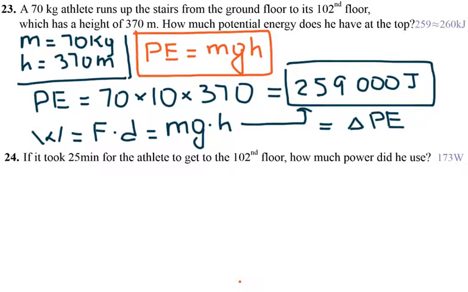Number 24 is related to number 23, and that's another reason why I found the work over there in number 23. If it took 25 minutes for an athlete to get to the 102nd floor, how much power did he use? In this case, we have the added information, the time. The time is 25 minutes, which times 60 gives me how many seconds that would be.